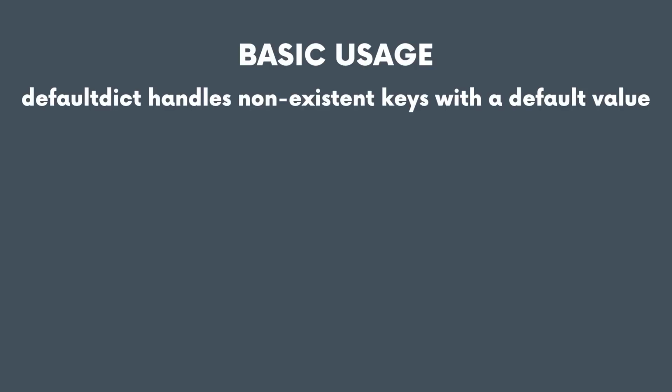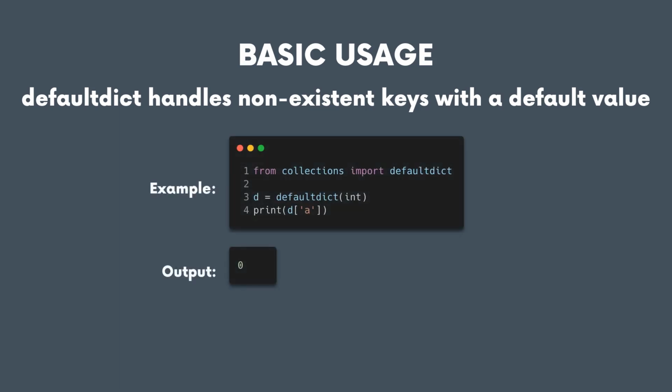Let's begin with a basic example, demonstrating the usage of defaultdict. We import defaultdict from collections module. Then we create a defaultdict D with a default value of 0. When we access a non-existent key A, defaultdict returns the default value, which is 0.